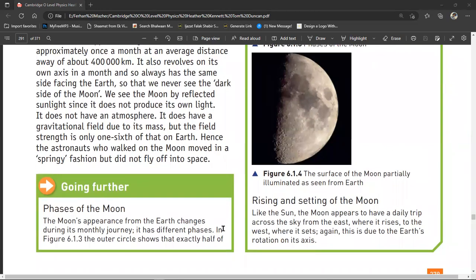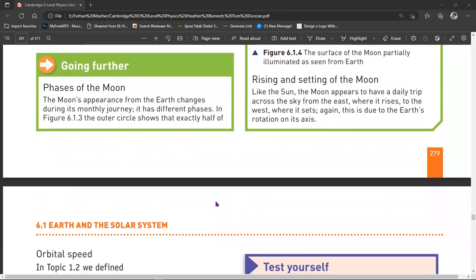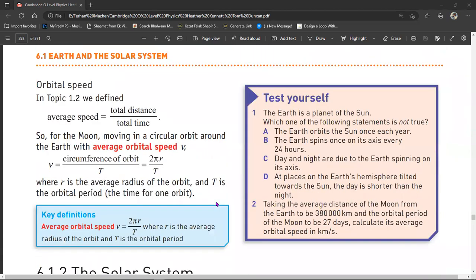Rising and setting of the moon. Like the sun, the moon appears to have a daily trip across the sky from the east, where it rises, to the west, where it sets. Again, this is due to the Earth's rotation on its axis.